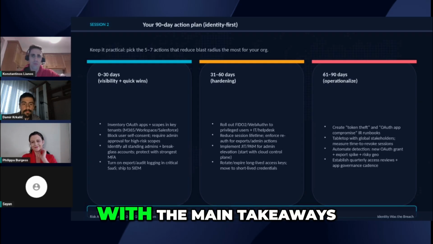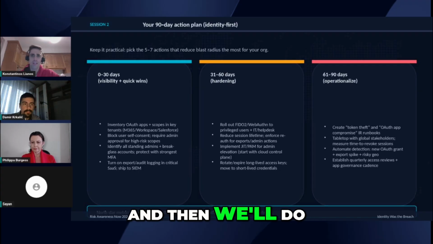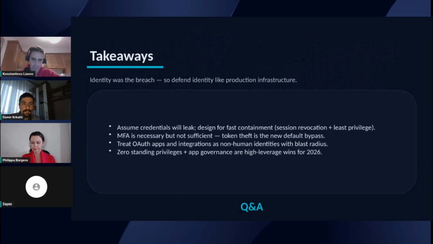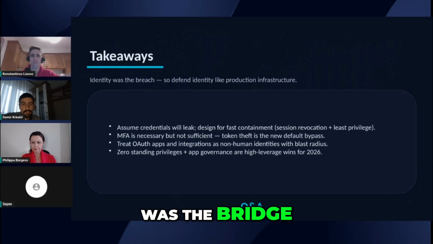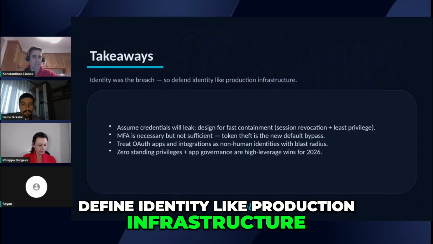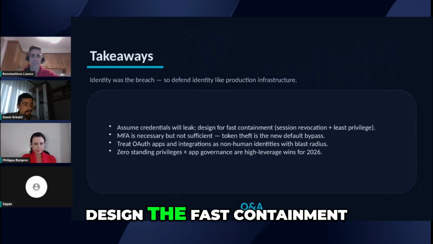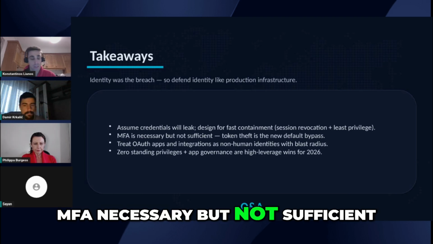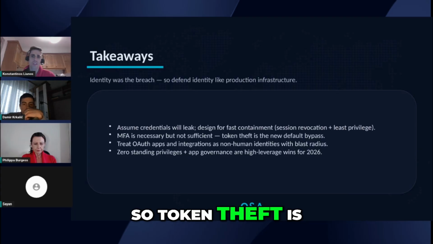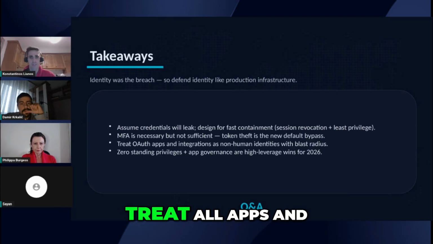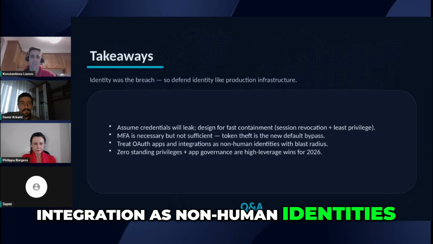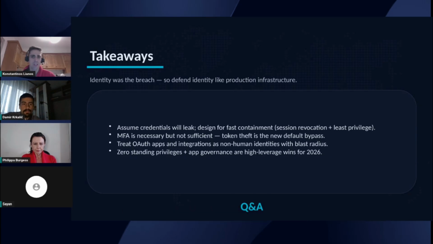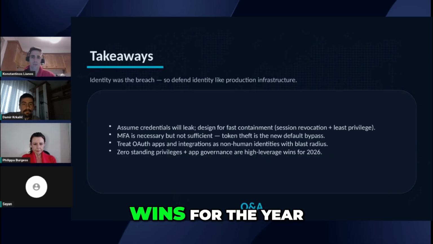And let me close with the main takeaways and then we'll do the Q&A. Takeaways: identity is the breach. Treat identity like production infrastructure. Assume credentials will leak and design for fast containment: session revocation and least privilege. MFA is necessary but not sufficient, so token theft is a default bypass. Treat OAuth apps and integrations as non-human identities with blast radius. Zero standing privilege and tight governance at high-leverage points, with wins for 2026.